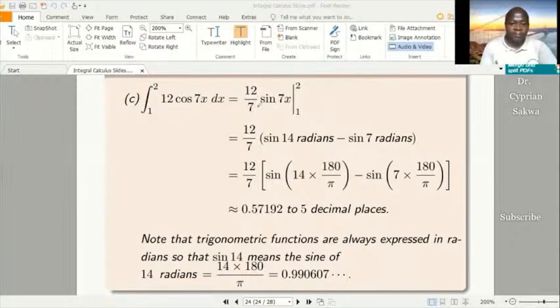Now, we have our limits from 1 to 2, and we note that they are not angles. We also note that trigonometric functions are supposed to be expressed in radians. So if I were to put the limits, this is what I would have: 12 out of 7 into sine 14 minus sine 7.